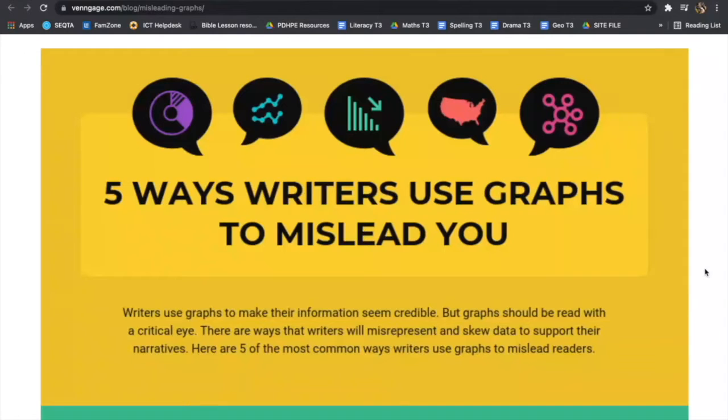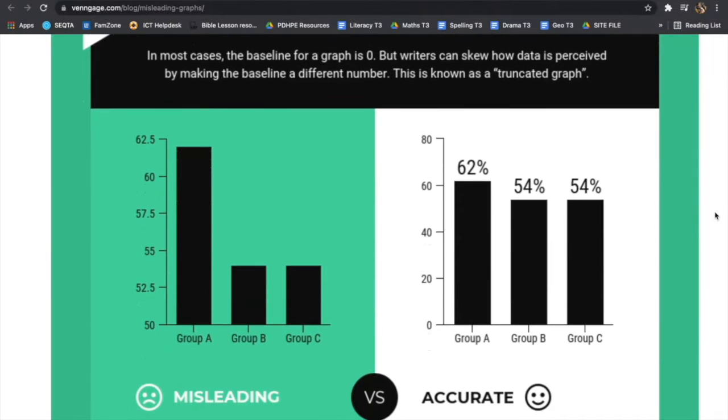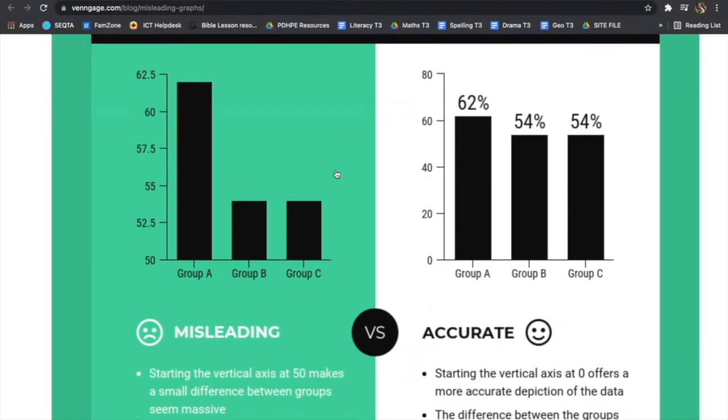Did you know that people who make graphs can actually mislead the people who read the graphs using some of these classic ways of misleading people? The first example is called omitting the baseline. So the baseline is where your scale is going to start on our vertical axes. Let's have a look at two examples.